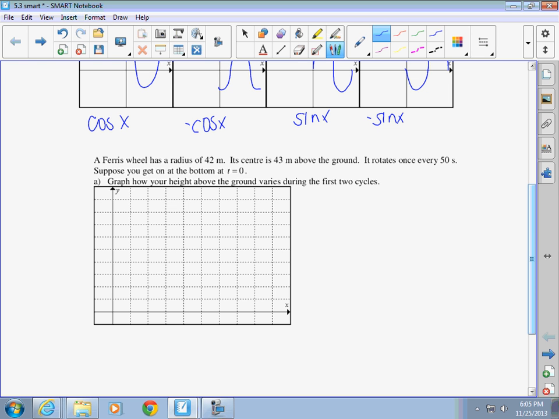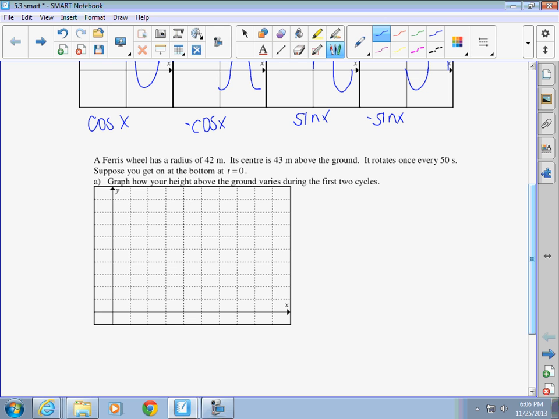So this one, if you think about it, when you're starting, you're at the bottom, and then you're going up. So you have to think of what kind of graph that will be. That's going to look more like a sine graph, because you're starting at the 0, and then you're going up, and then back down again.